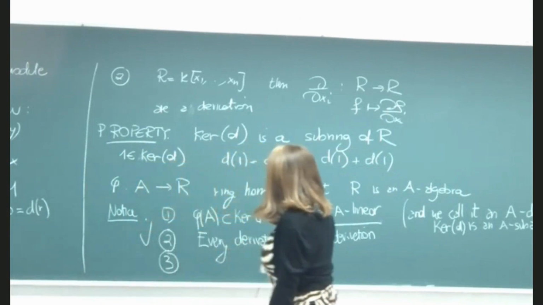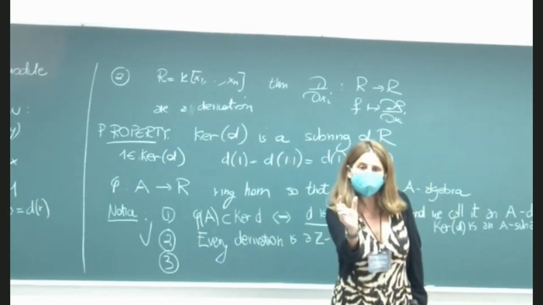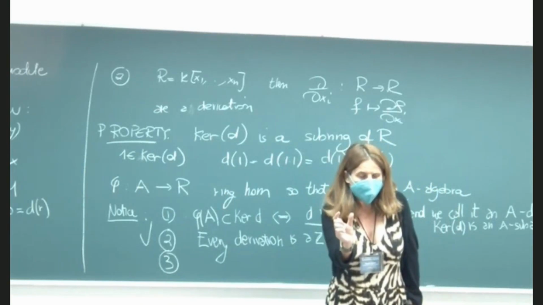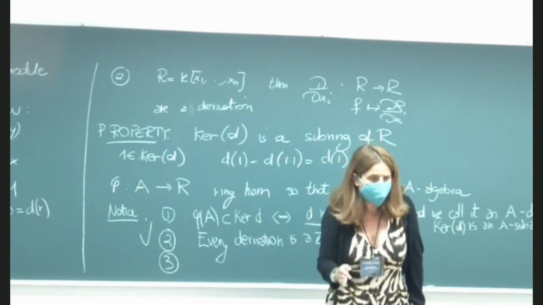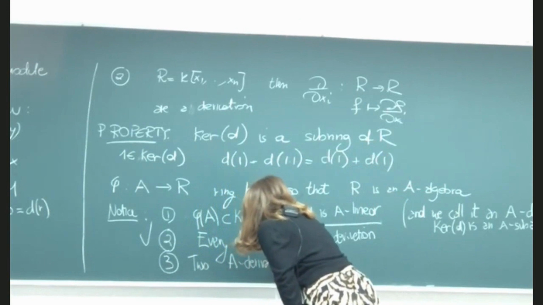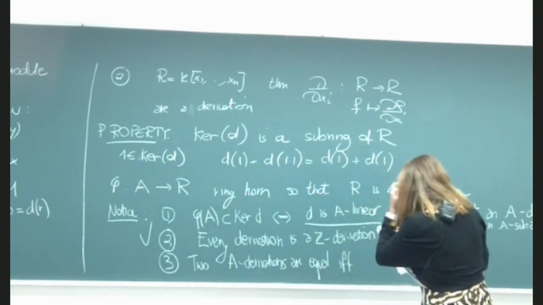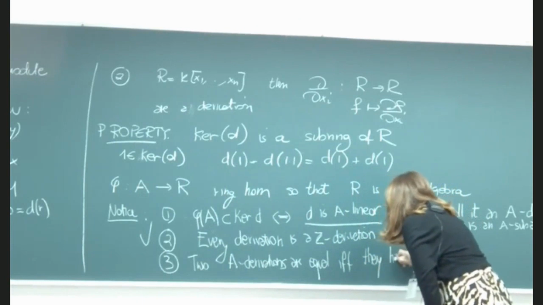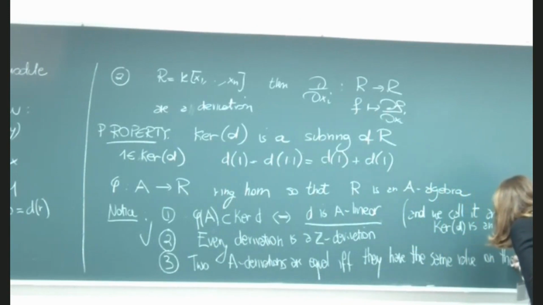And the first thing is that if I want to compare two derivations, this is going to be very important, I'll use it a lot. I want to compare two derivations and tell you when they are equal. If I have two A derivations, they are equal if and only if they act the same on the generators of R as an A algebra. So two A derivations are equal if and only if they have the same value on the generating set of R as an A algebra.